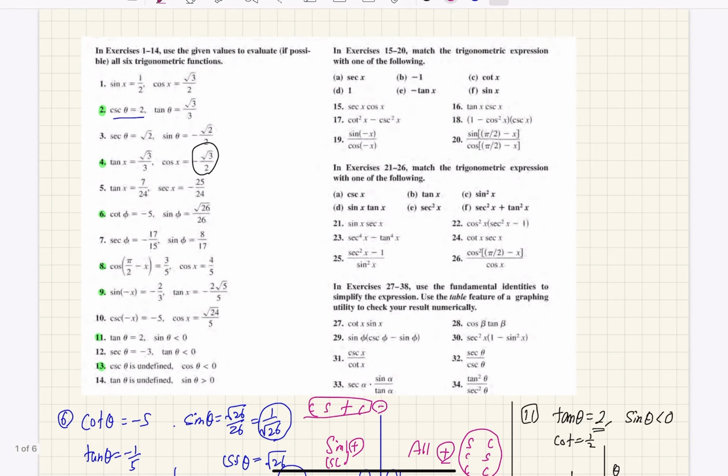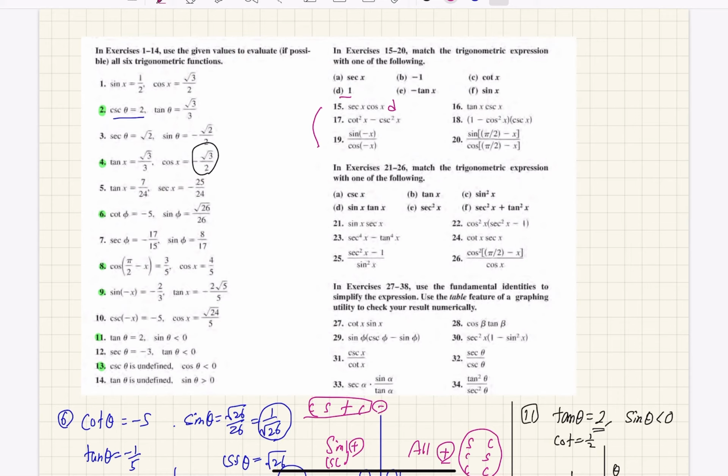All right, let's try some more simplifying questions. Number 15 through 20. Number 15, secant x times cosine x. Secant and cosine are reciprocals, so the product of reciprocal functions is definitely 1, which is D. Secant is 1 over cosine.